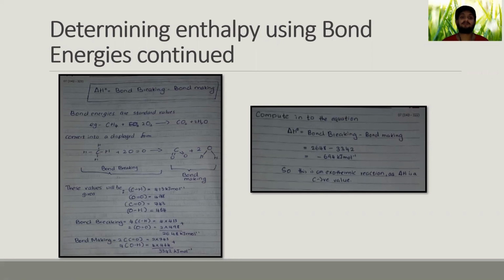And then finally we covered the enthalpy change using bond energies. Here we understood that bond breaking is endothermic and bond making is exothermic. Keeping that in mind, we do the small arithmetic and apply this formula, which we learned today: enthalpy change is equal to bond breaking minus bond making. We plug in the values, we obtain the value, and based on the sign, if it's negative, it's an exothermic reaction. If it's positive, it's an endothermic reaction.